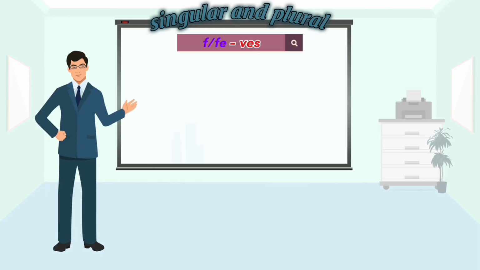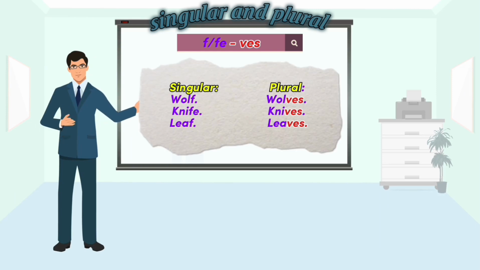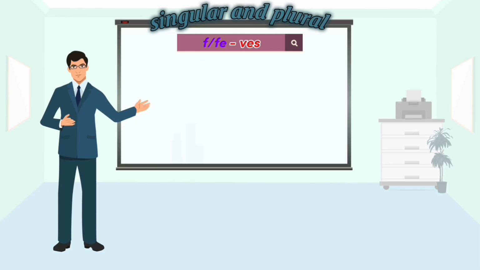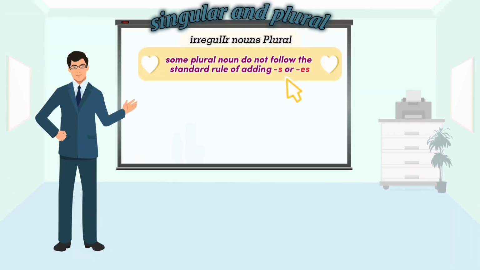Next, if the noun ends in F or FE, the F is replaced with V and es is added. For example, wife, wives, knife, knives, and leaf, leaves.